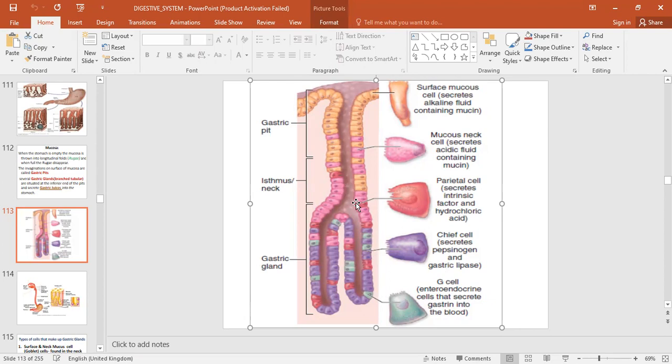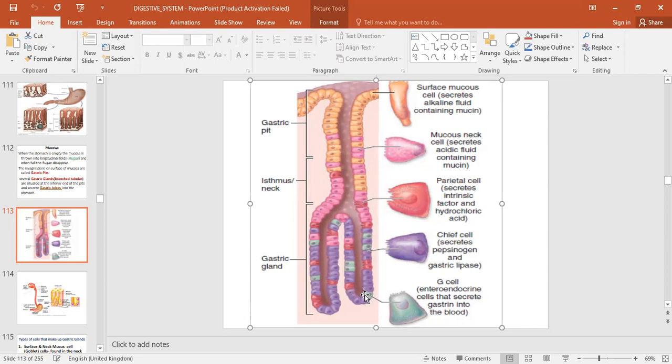Then pepsin is the one that is essential in digesting proteins. Then gastric lipase initiates lipid digestion in the stomach. So that is from chief cells, otherwise known as zymogenic cells.